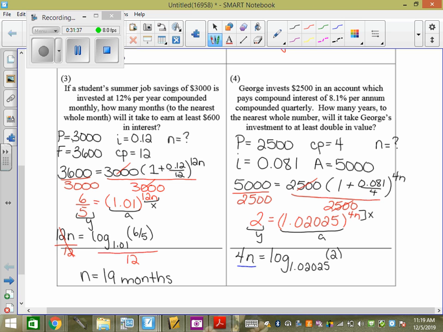What's my n always in? Years. So if I wanted it in anything else, I'm going to have to multiply, correct? Because my n will always be in years. And it wants the nearest whole year because it says compounded quarterly. No, quarterly is 4. You have to put in a 4.